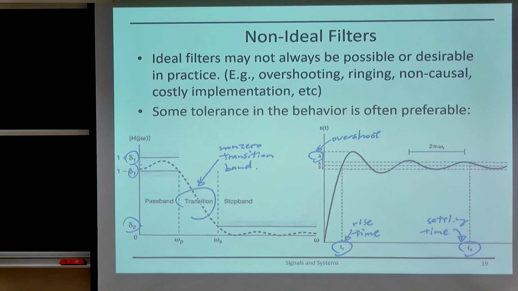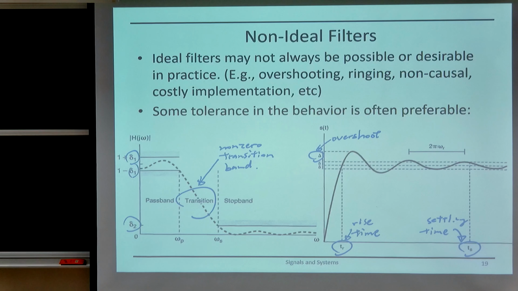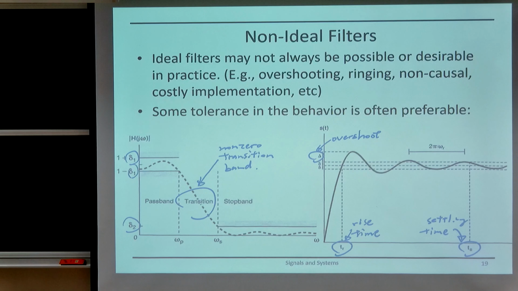So in designing these frequency selective filters, you often need to trade off between properties in the frequency domain and properties in the time domain. Sometimes a more ideal frequency response may lead to less ideal time response, and vice versa. We have an example.